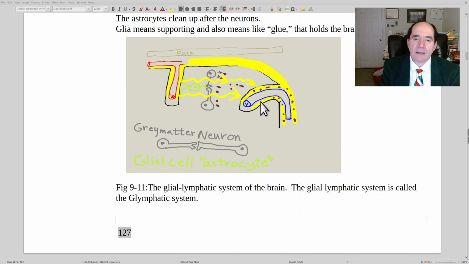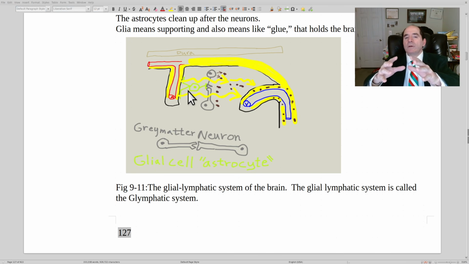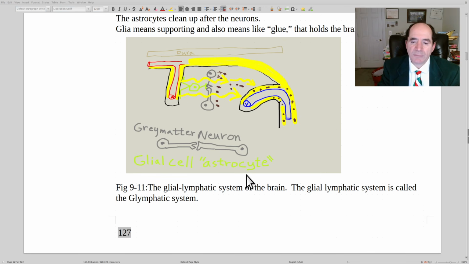And this happens at night, and these green cells here are glial cells. Glial means like glue and supporting cells. And so the combination of this process is mediated to some extent by these glial cells. The astrocyte foot processes, they'll allow more cerebrospinal fluid to rinse over the brain parenchyma, and that'll rinse away the waste products. So what this means is you just cleaned your brain at night while you were asleep.